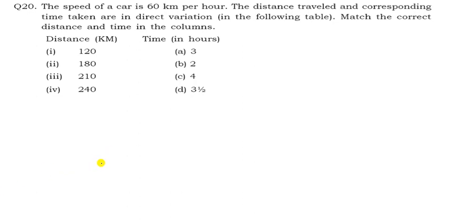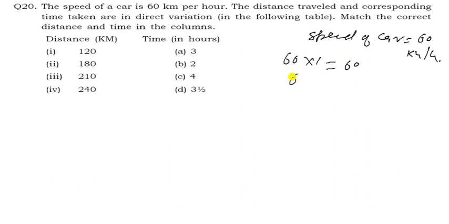Now come to the last question of this exercise. I think it is more easy. The speed of a car is 60 km per hour. So speed of car is equal to 60 km per hour. So in 1 hour it travels 60 km. So 60 into 1 is equal to 60, and 60 into 2 is 120, and 60 into 3 is equal to 180 kilometers. So you can see here time is given.